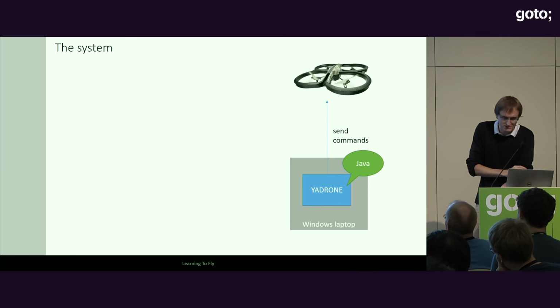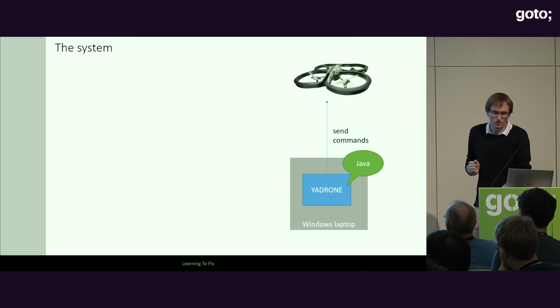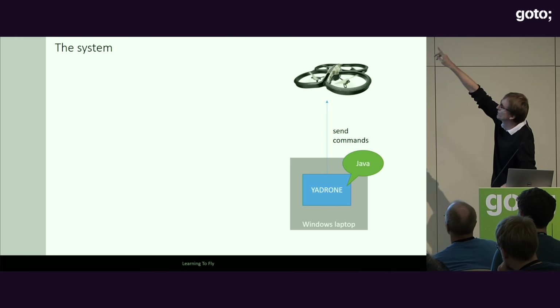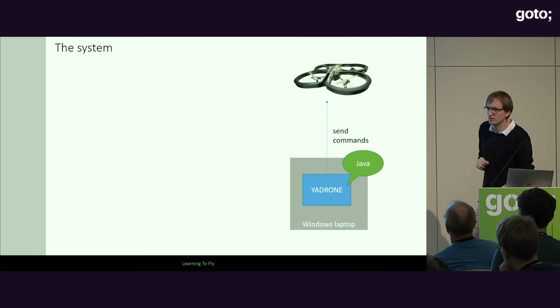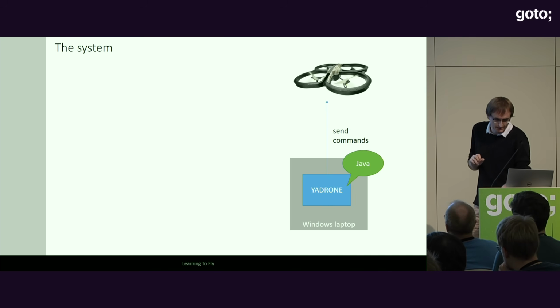Okay, so let's start with some basics. You can start with whatever equipment you want, as long as you can control it from your own software. Our system was based on the Parrot AR Drone 2, and you can communicate with it over Wi-Fi, and there is a lot of software on the web which you can download. We used the YADrone framework, which is open source under the Apache license, so you can just download it.